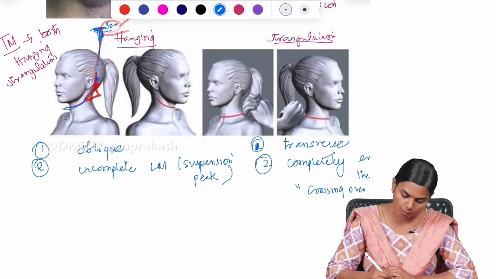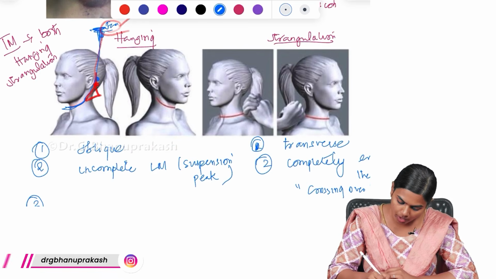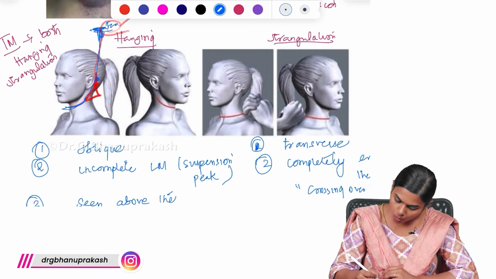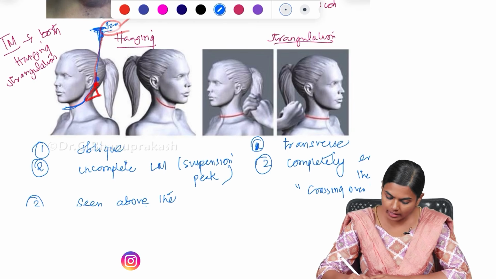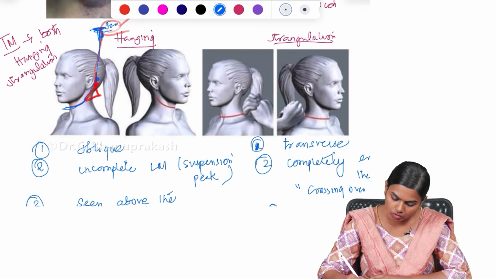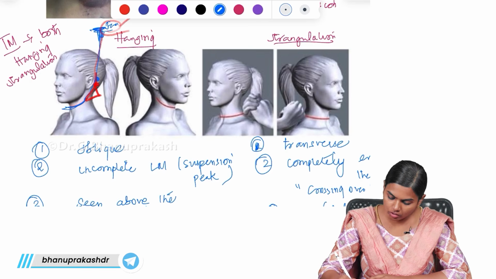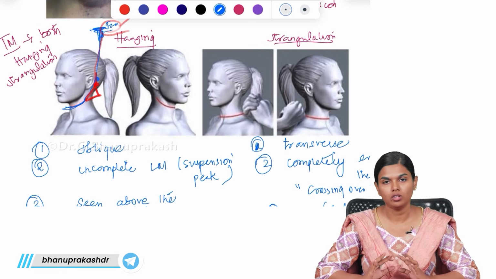Another important point is that usually in hanging, the ligature mark is seen above the level of the thyroid. In most cases, the ligature mark will be seen above the level of the thyroid, while in case of strangulation, it will usually be at or below the level of the thyroid. So, this is how the strangulation ligature mark looks like.